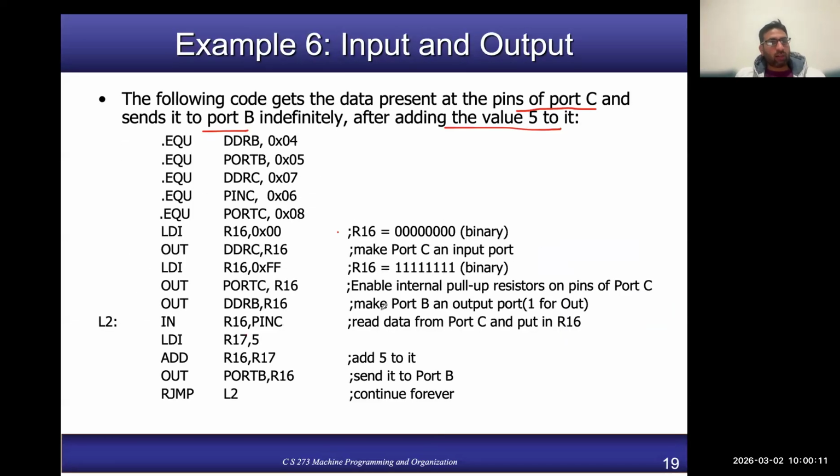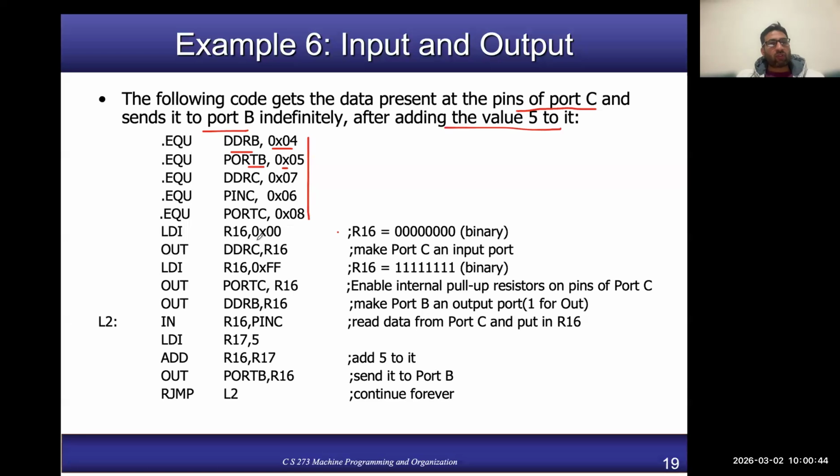So in this example, we are basically using the equate directive to first set DDRB equal to the IO address of the register DDRB, which is 0x04. And then similarly, we are equating port B to the address of the port B register, DDRC to its address, and so on. So we are basically equating the names of the registers to their addresses, like port B, DDRC, pin C, and so on. And you can get the address of these registers from one of the previous lecture slides.